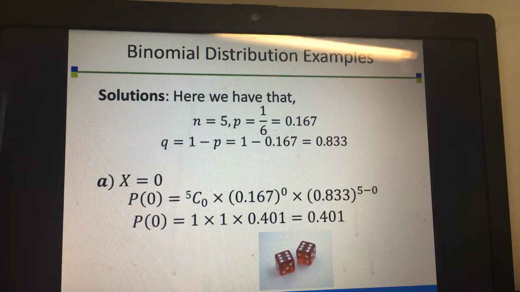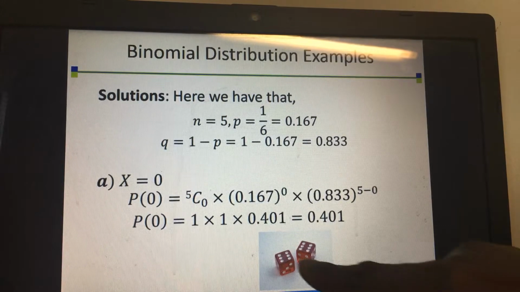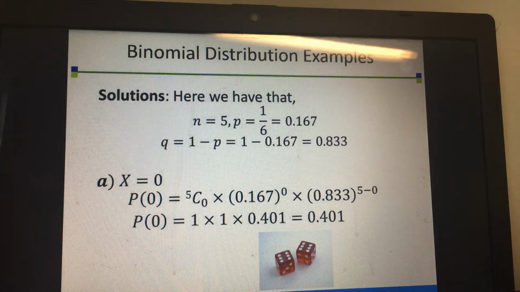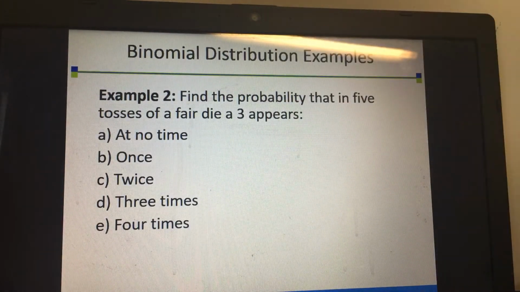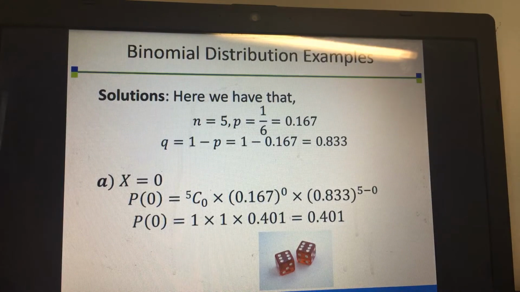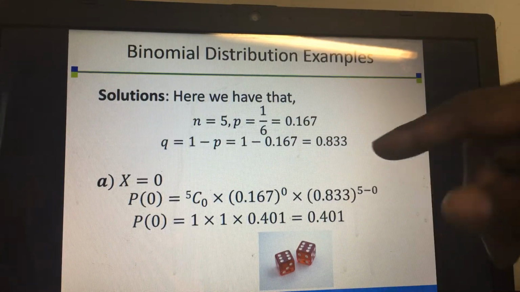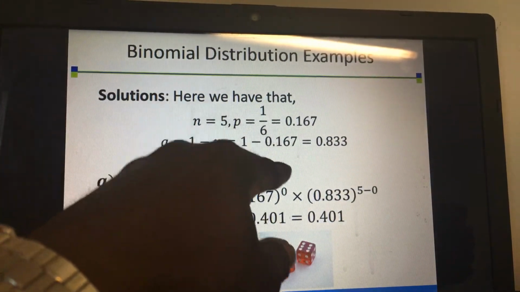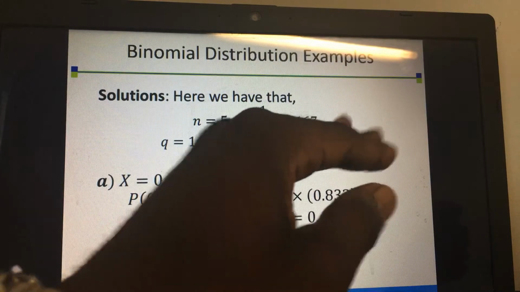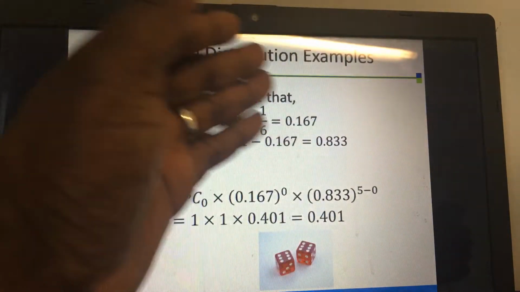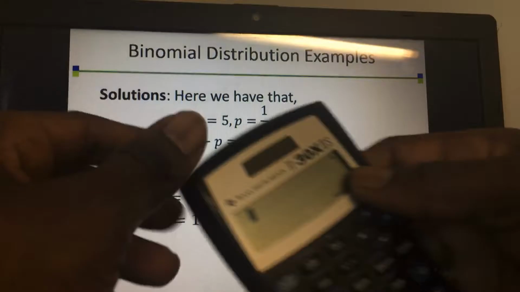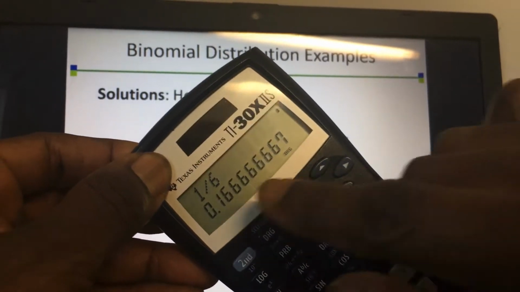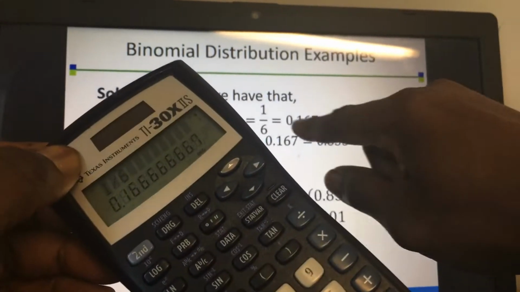Okay. Now, because a dice has 6 sides, the probability of success is 1 out of 6. The chance that 3 appears is 1 out of 6, which is our probability of success. So 1 out of 6, if you get it on a calculator, I usually use decimals instead of fractions, because using fractions makes it more complicated. So change this to a decimal by doing 1 divided by 6. That'll give me 0.16666, which is 0.167.